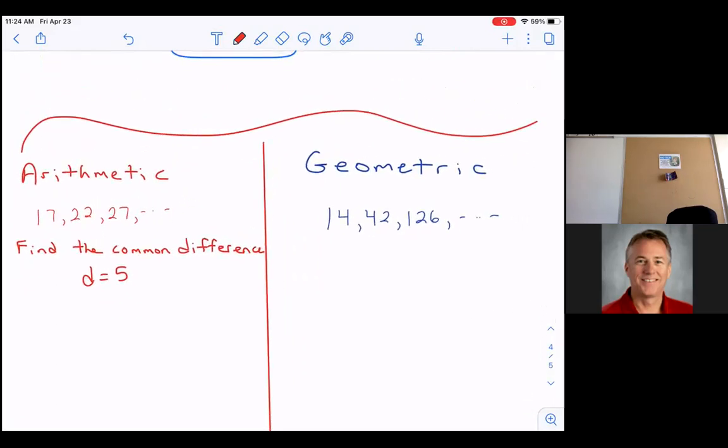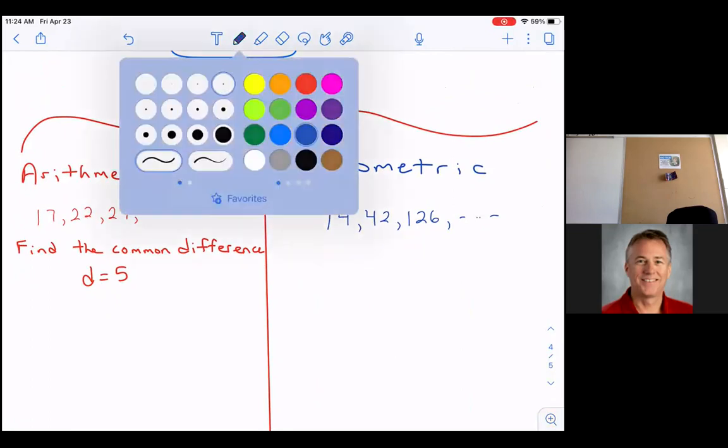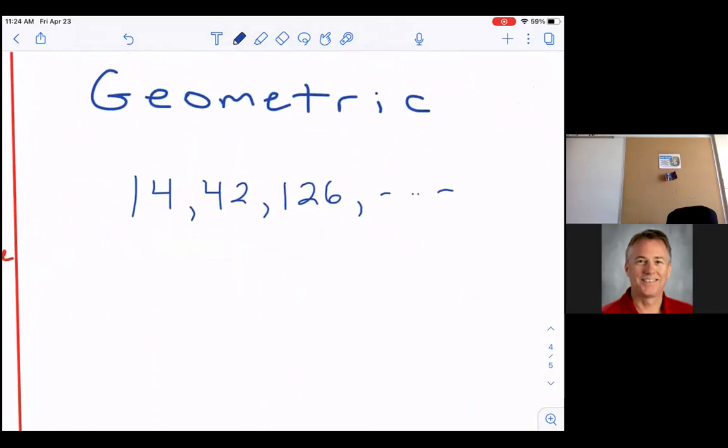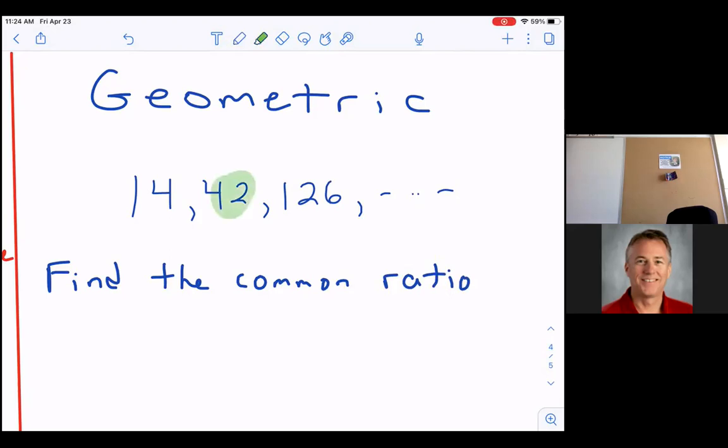Now for the geometric part, we're going to find the common ratio. It just has a different name. And remember, that's the number we got when we took any term and divided it by its previous one, which we got 3. 126 divided by 42 was 3. So we call that R is equal to 3.